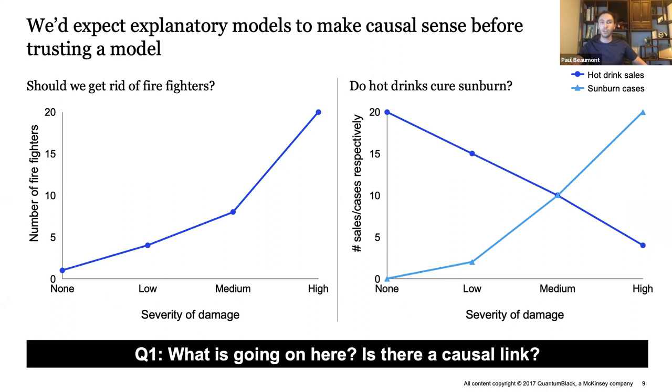Is there a causal relationship? And in order to reduce the severity of damage, should we get rid of firefighters? And should we sell more hot drinks to cure sunburn? What's going on?